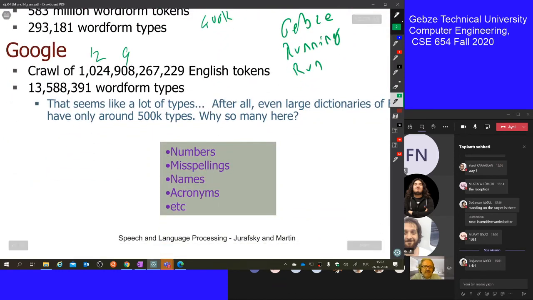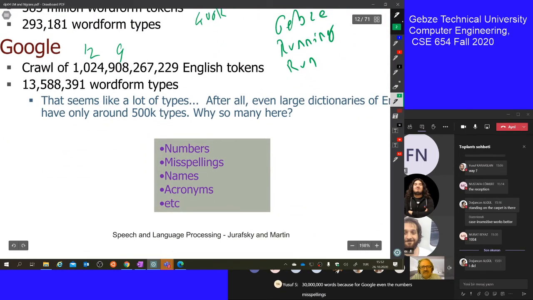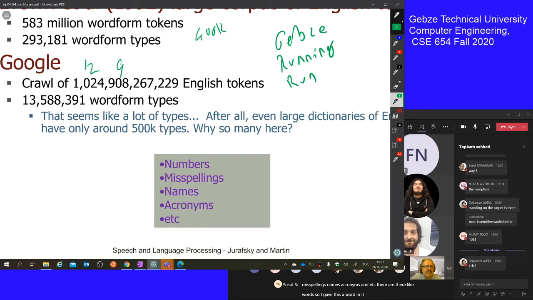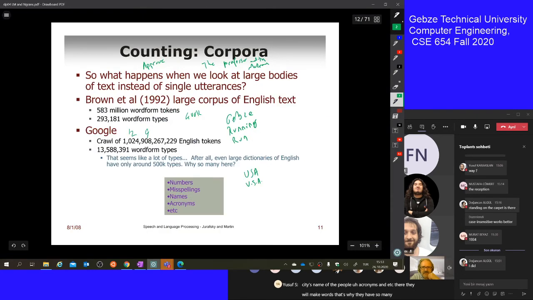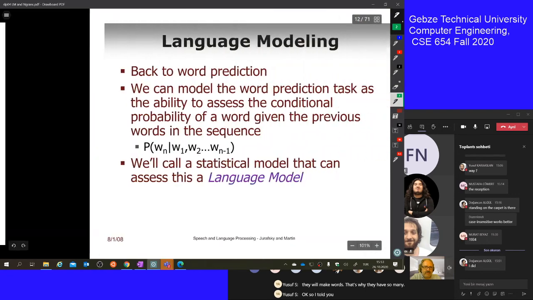Because for Google, even the numbers, misspellings, names, acronyms, and etc., they are like words. So Gebze is a word for Google. I don't think that you're gonna see Gebze in the Oxford English Dictionary, right? That's what I'm saying. Or the abbreviation like the USA or the FBI, etc. Okay, so the proper names, the names of the cities, name of the people, acronyms and etc. They all make words. That's why they have so many. Okay, so I told you two corpora in this case.